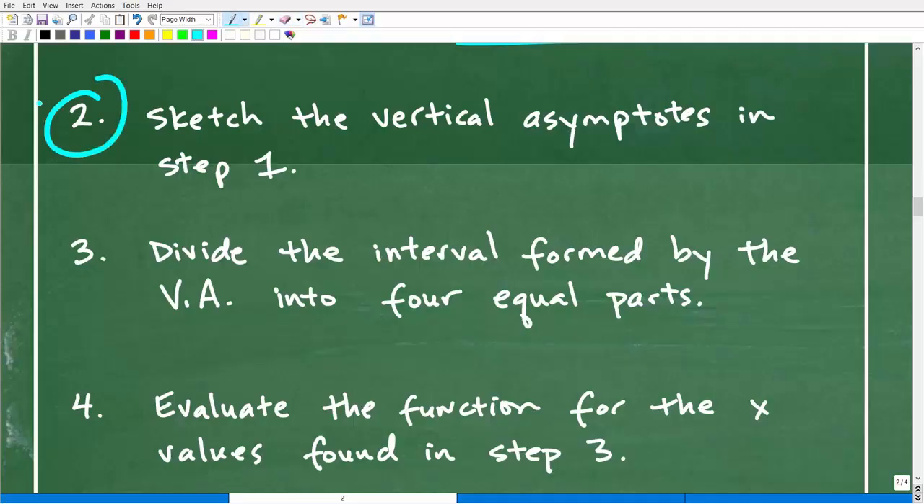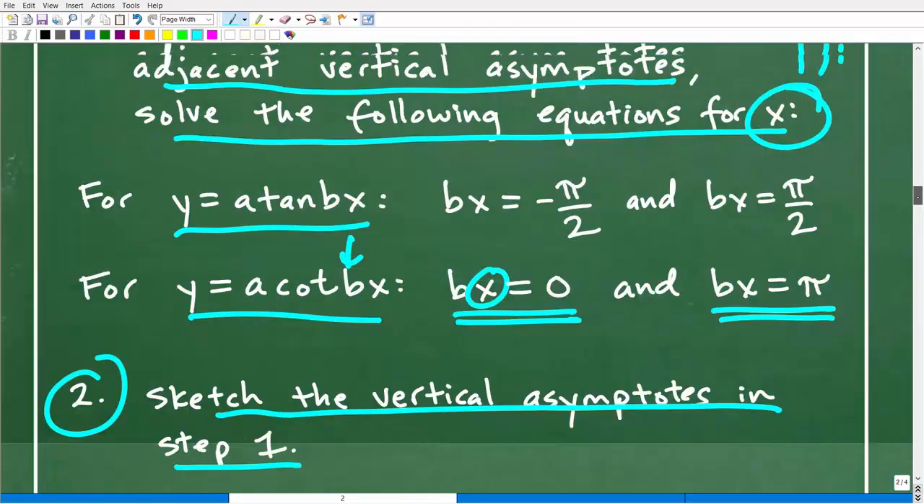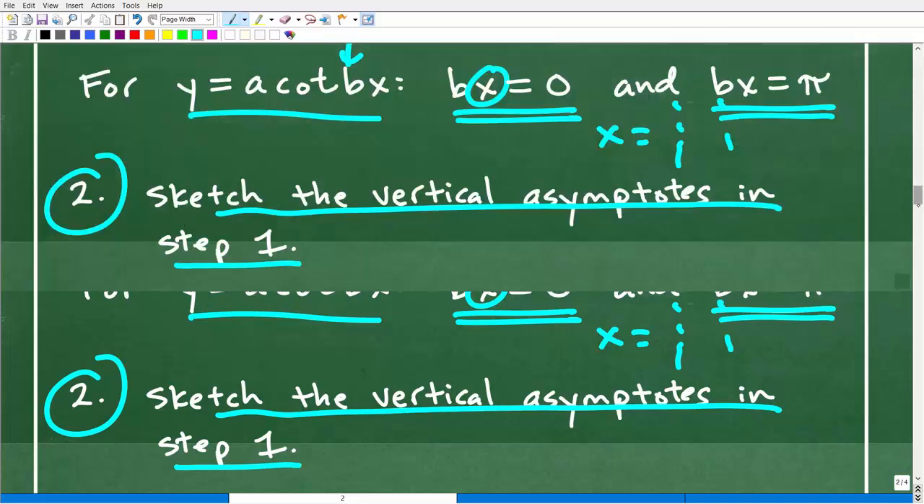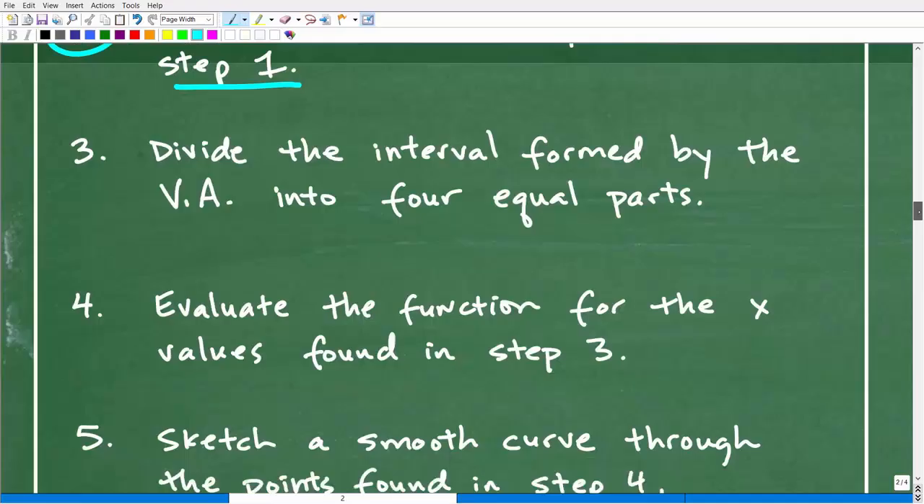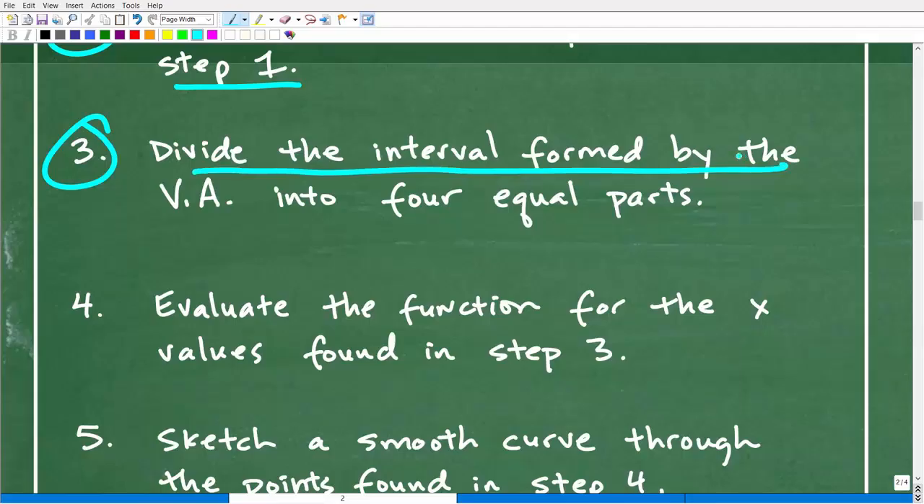All right, so step number 2, we're going to sketch the vertical asymptotes from step 1. So we need to figure out the asymptotes. The asymptotes are going to be x equals lines. These are the lines because we need to structure where the graph is going to go. So the first step is to figure out the asymptotes by solving these equations for x, and then we sketch those asymptotes. Then we're going to divide the interval formed by those vertical asymptotes into 4 equal parts. So we have to divide by 4.